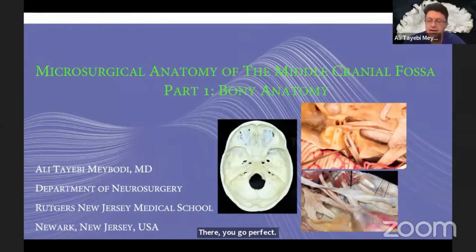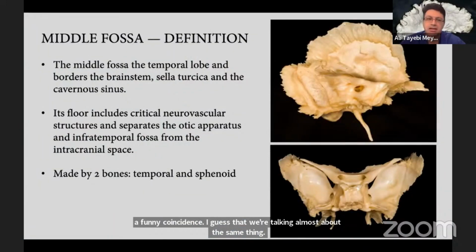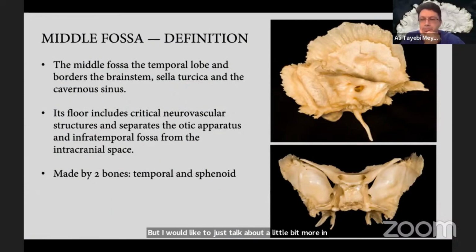Yeah, excellent. All right, so I'm kind of piggybacking on the prior lecture. It's a funny coincidence that we're talking almost about the same thing, but I would like to talk a little bit more in detail about middle fossa surgical anatomy. Middle fossa is a very complex region in terms of its anatomical relationships, and for that reason many surgeons shy away from some of the approaches here. I guess the most important reason for that is less familiarity with the detailed anatomy.